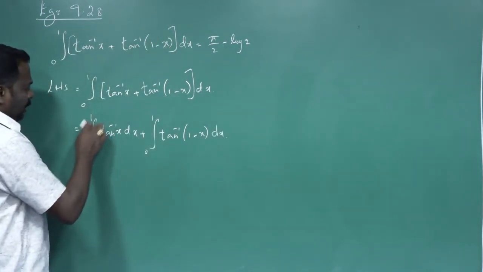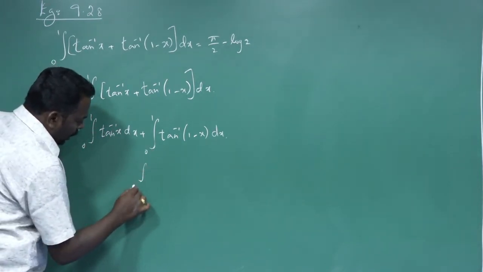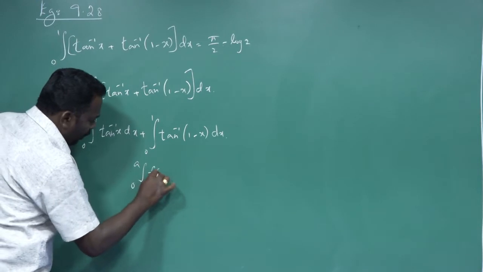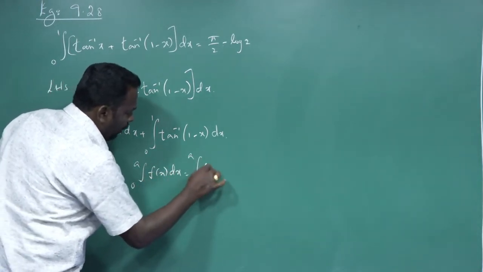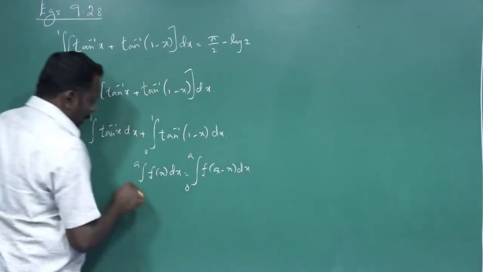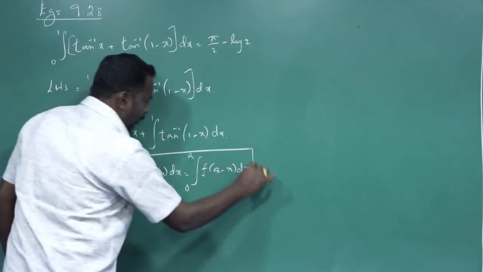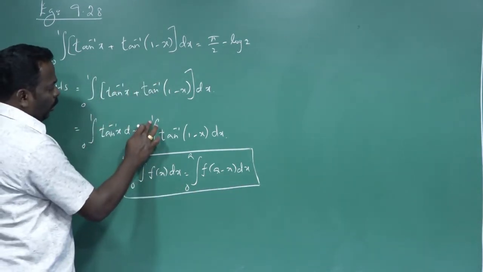Now keep the first term as it is, and for the second term we apply the integral formula: integral from 0 to a of f(x) dx is equal to integral from 0 to a of f(a minus x) dx. Apply this formula for the second integral. Therefore here a equals 1.